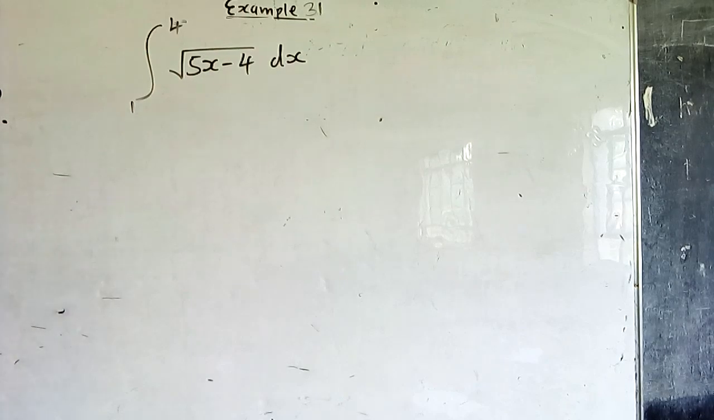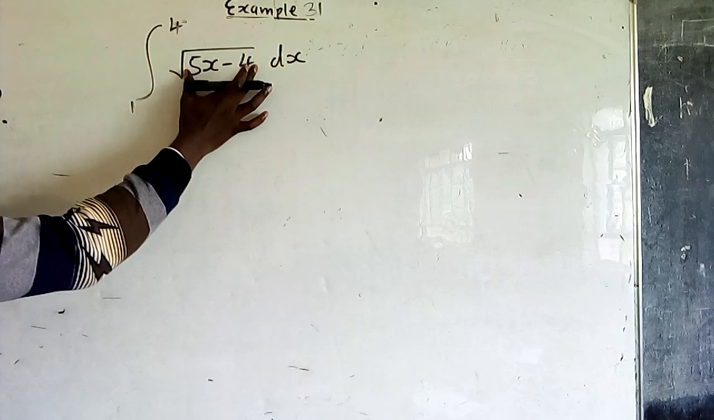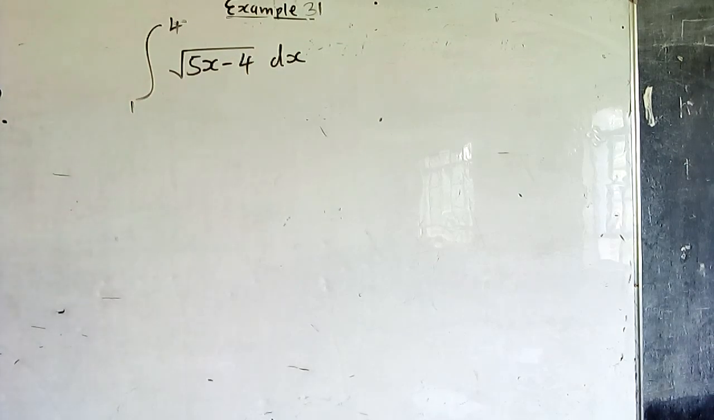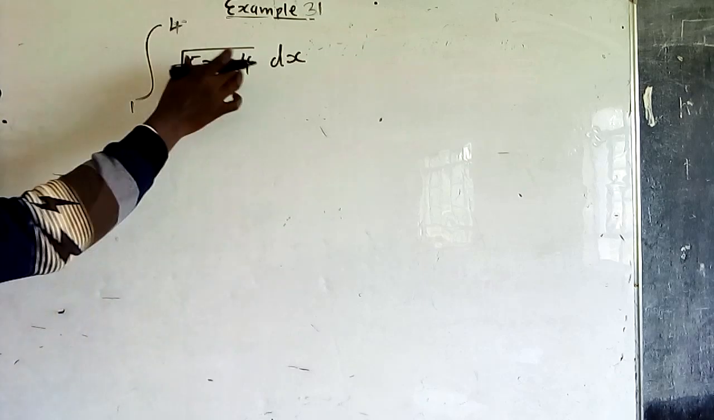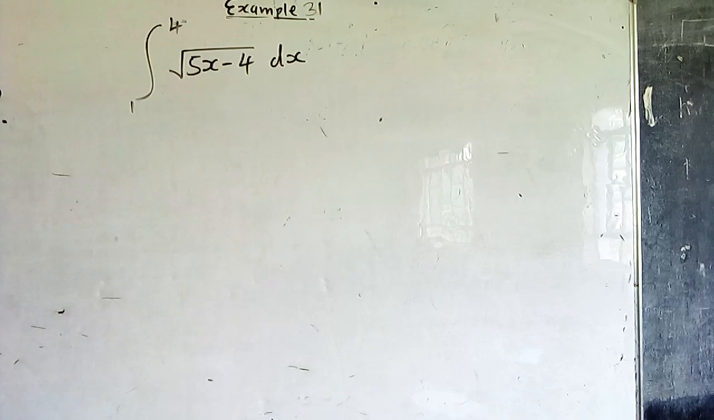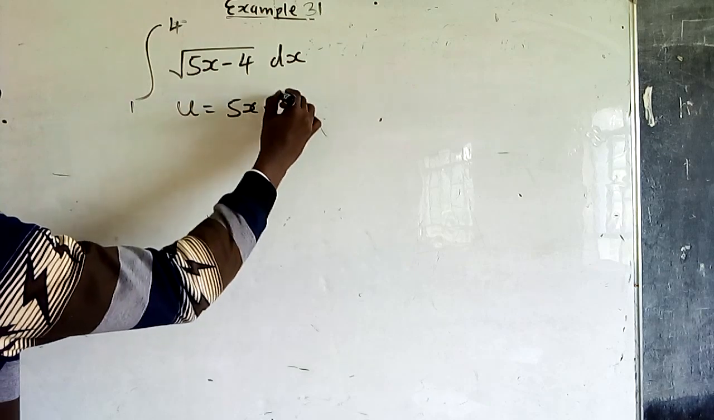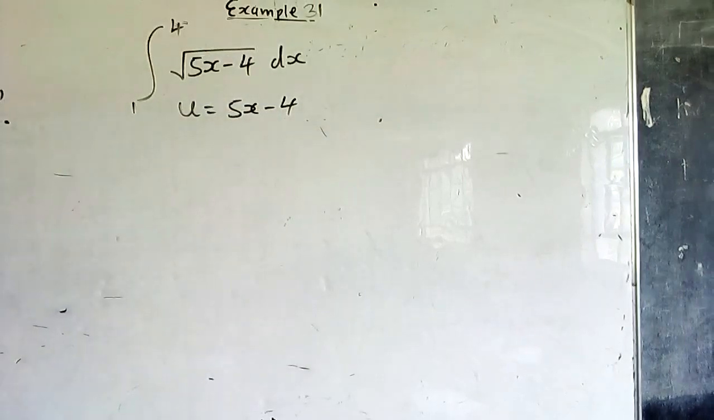So if you look at this, if you differentiate what is inside the square root, you get a constant, meaning you can use algebraic substitution, okay? If you are able to get the derivative of what is inside any root to be a constant, then that is automatically algebraic substitution. So you let u be equal to 5x minus 4, isn't it?